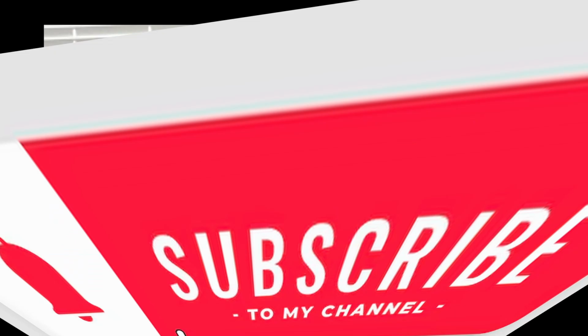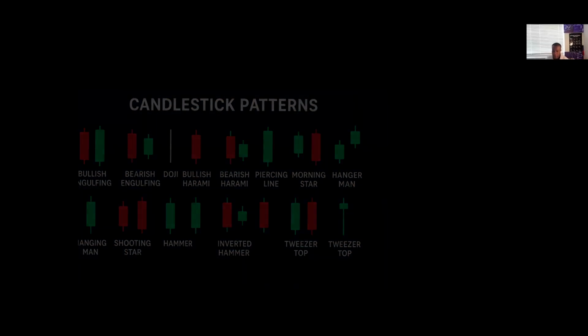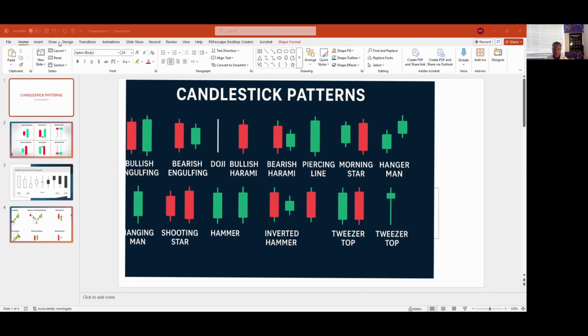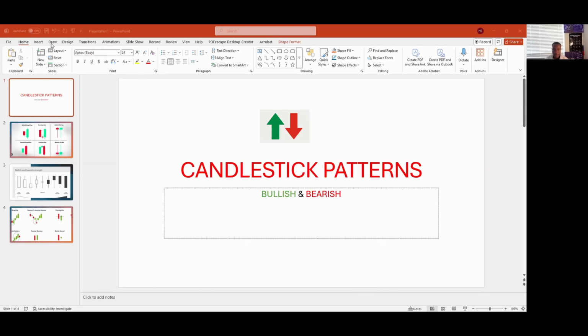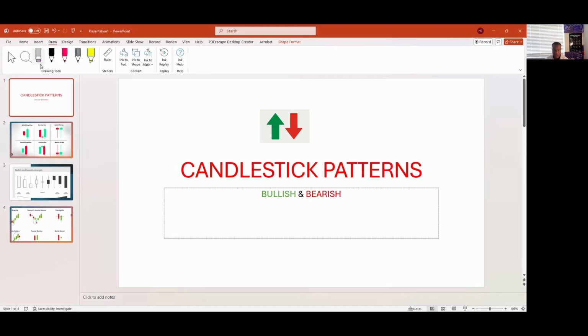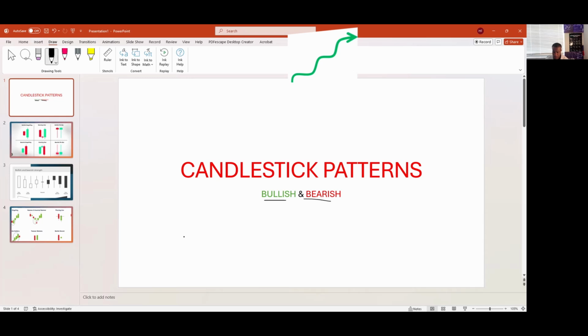So what we're gonna talk about today is some candlestick patterns, the bullish and the bearish. Whenever you see the stock is bullish or bearish, you will know those candles. Bullish means whenever the stock is going up, and bearish means whenever the stock is going down.